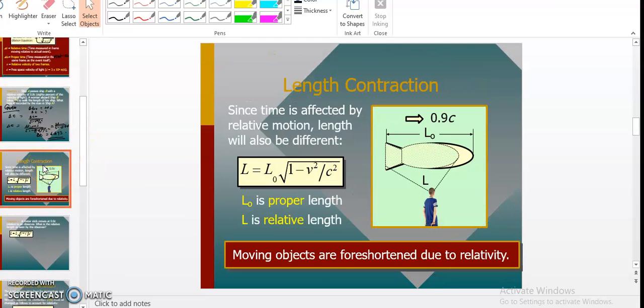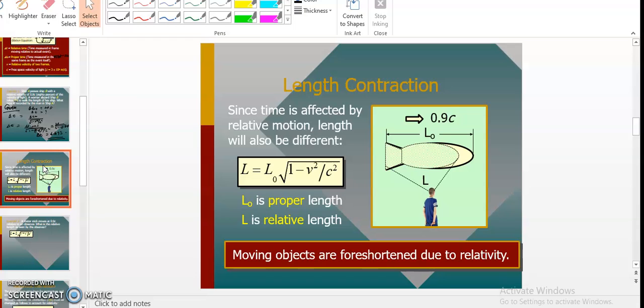Okay, now let us look at length contraction. We've talked in the previous video about relative time and proper time, when two ships move together, and we use our formula where delta t is the relative time, delta t naught represents proper time, and v simply is the relative velocity.